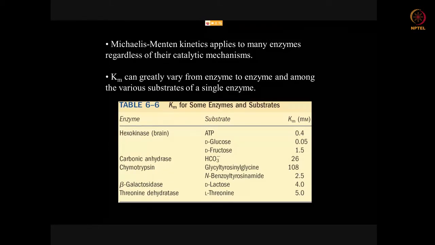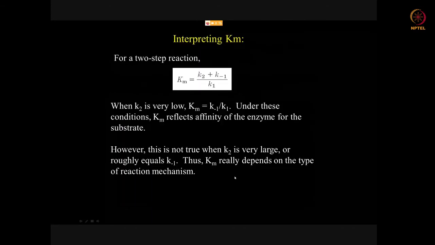So all other technologies like site-directed mutagenesis, crystallographic structure determination of the enzyme active site, etc., are always used in conjunction with this Michaelis-Menten kinetics. Therefore, it is still being used as a major way of measuring enzyme activity, and so it is still very valuable. So let us look at Km under different conditions.